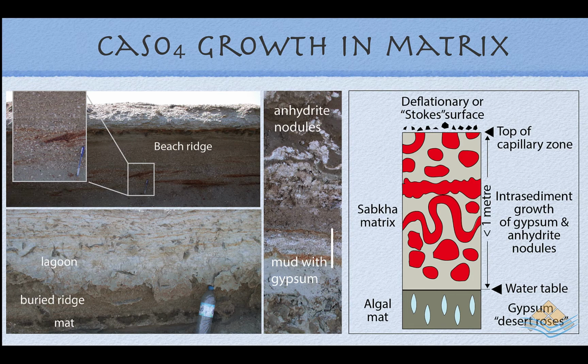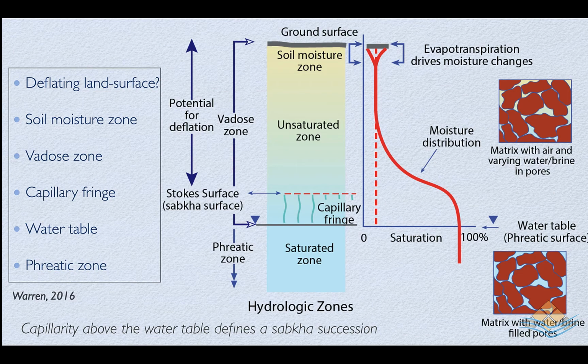So the Sabkha is centered around the water table, where we have varying combinations of algal mats and beach ridges below the water table, with gypsum accumulating, typically as poikilotopic, but sometimes as layers of gypsum as well. And then above the water table, we have a combination of intrasediment growth of both gypsum and anhydrite. That's growing in the zone of capillary wicking, which is up to a metre thick, typically more like half a metre thick, and it's capped by a deflationary or Stokes surface, which is controlling the position of the upper part of the Sabkha. So what we're seeing in this succession is the zone of capillarity being preserved.